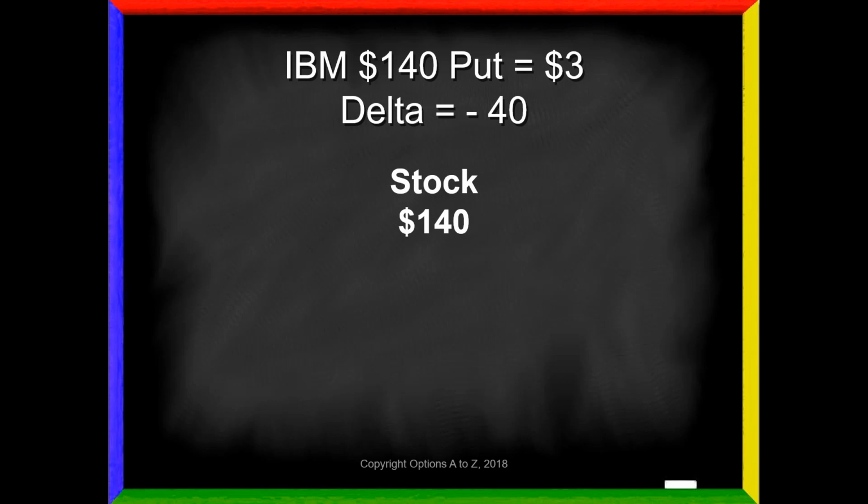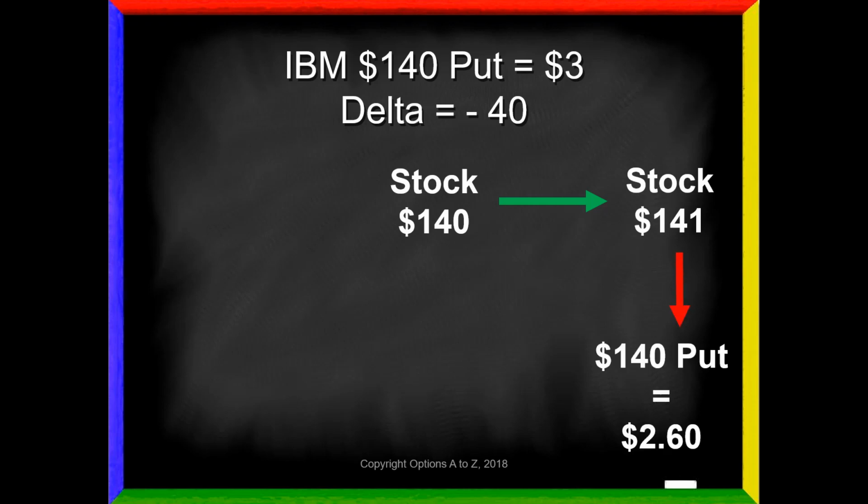Let's say our stock is at 140. We bought this IBM 140 put for $3. If the stock price rises $1 right now to 141, we're not going to gain $1, are we? Because we have negative deltas. That's going to be bad for us as the owner of a put option. How much do you suppose that put option is going to lose? Delta of 40.